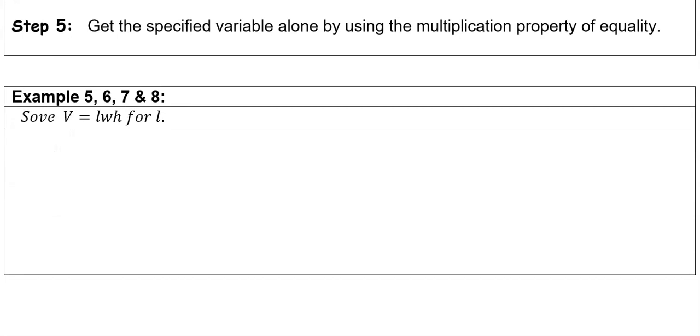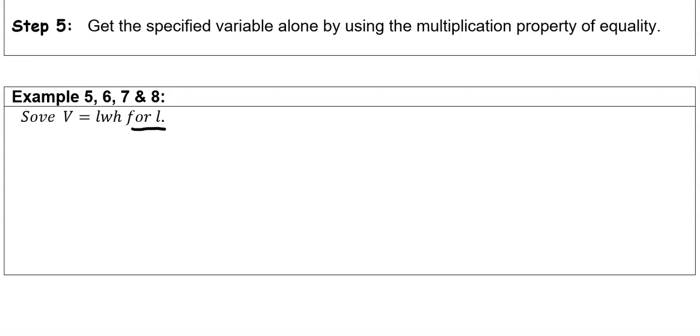So here we have our first example. This should say solve, first of all, not sove. And here it's going to say what we need to solve for. So in this instance, we need to solve for L.